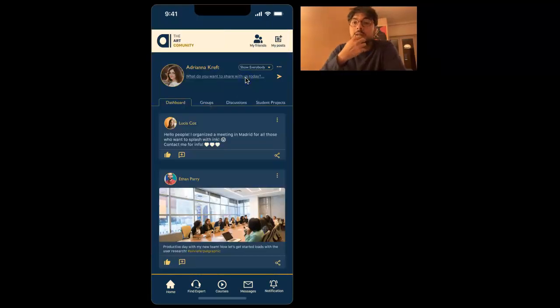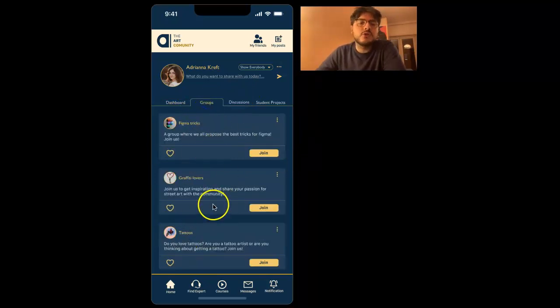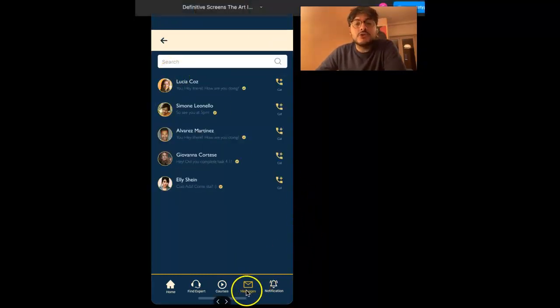Then we have my favorite feature, that is the Heart community. This is a social network in which we can share posts, we can see what people share with us. There are some groups we can join, and so on. And we can also add friends and chat with them. In fact, we have the message part, in which we have all our contacts.